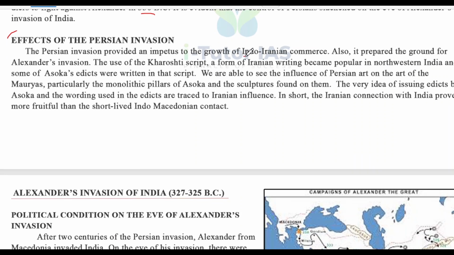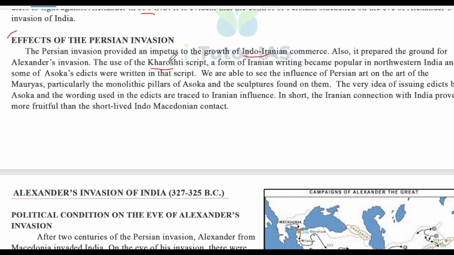That is, the first one is trade. And also it prepared the ground for Alexander's invasion, and the use of the Kharosthi script, a form of Iranian writing, became popular in northwestern India, and some of Ashoka's edicts were written in this Kharosthi script. And we are able to see the influence of Persian art on the art of the Mauryas, particularly the monolithic pillars of Ashoka and the sculptures found on them.